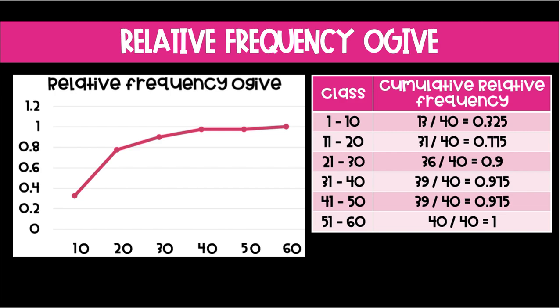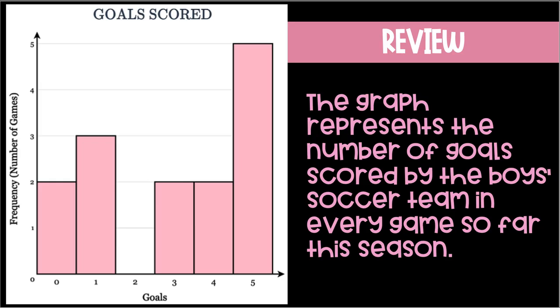Now, to review, try to test yourselves. I want you to answer the following questions, taking a look at the following histograms. The graph represents the number of goals scored by the boys soccer team in every game so far. If you notice, we have one empty class, although our categories at the bottom are discrete, and it looks like each of our classes is just a number. This is a discrete data histogram. It's still a histogram because the data is quantitative.